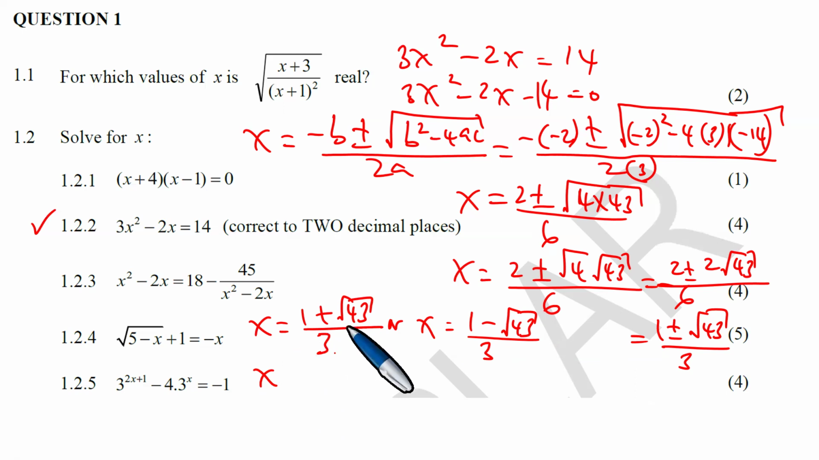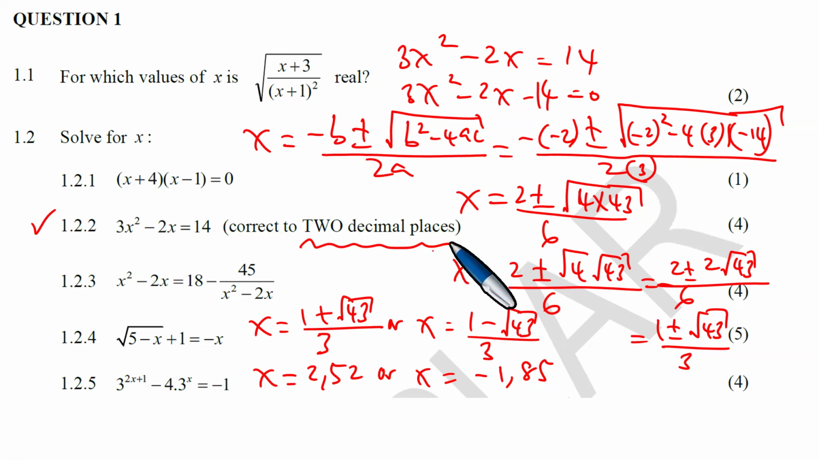So 1 plus the square root of 43 over 3 is 2.52, or x equals 1 minus the square root of 43 over 3, which is actually minus 1.85, using a calculator. To 2 decimal places, these become the answers. Obviously, the examiner said correct to 2 decimal places, so you have 2 decimal places rounding off here. Good. And each one of these is in 3 significant figures.